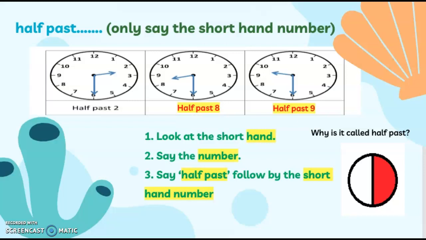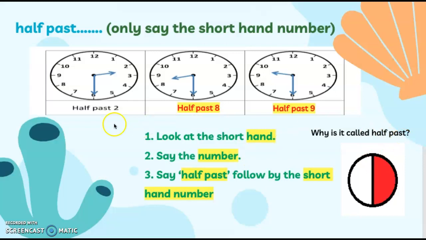Now it's half past. Just now, if you wanted to say quarter past, the long hand should be at number 3. Now if you are referring to half past, the long hand should struck at number 6. If you look at all these three pictures, all the long hands struck at number 6. That means we say half past. Why is it called half past? It's because just now when the long hand struck at number 3, it is a quarter. Now when it struck at number 6, it is half of the clock. That is why we call it half past.